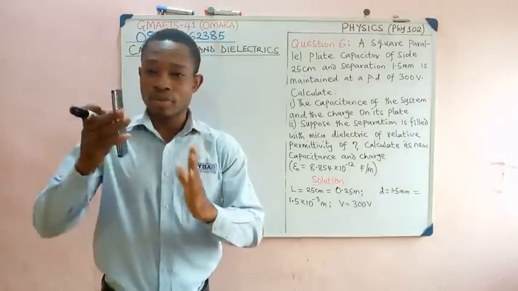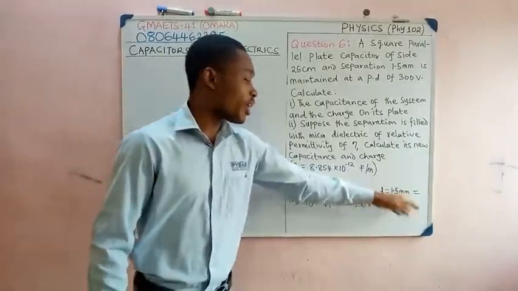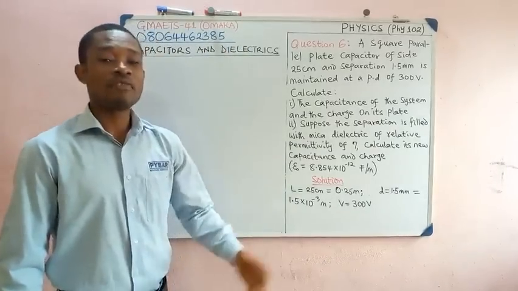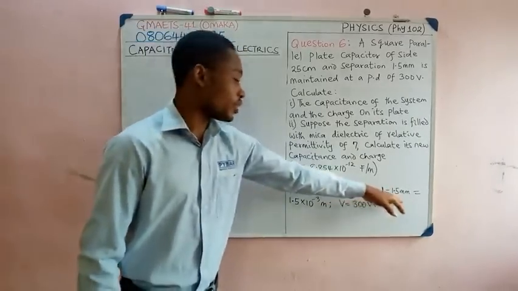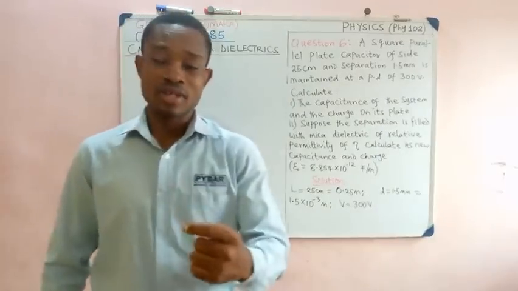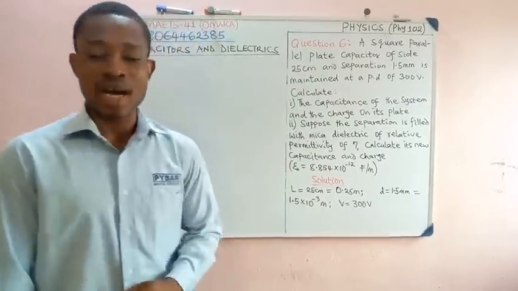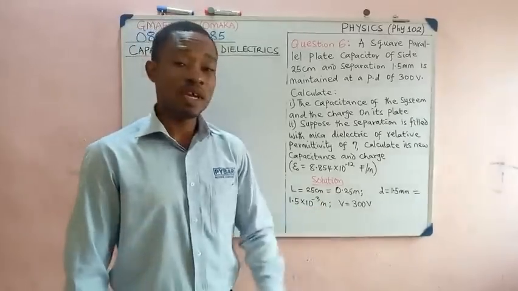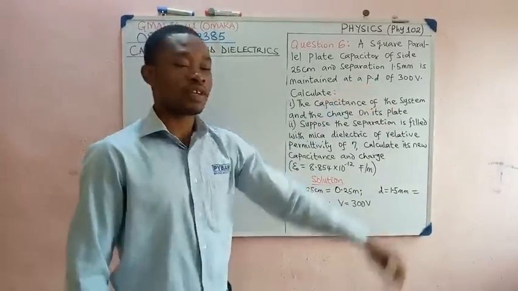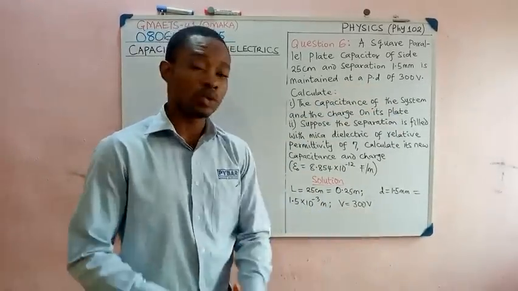Now the distance of separation between the two plates is 1.5 millimeter. You have to convert to meters by dividing this 1.5 by what? 1000. It's the same as multiplying 1.5 by 10 raised to the power minus 3 expressed in meters. Now the potential difference is given to us to be 300 volts.